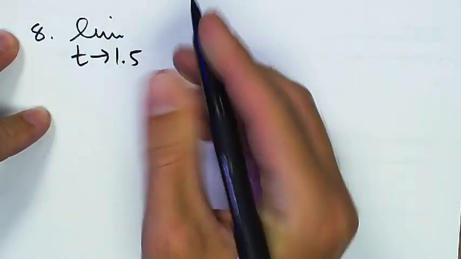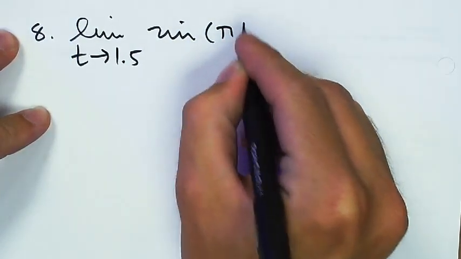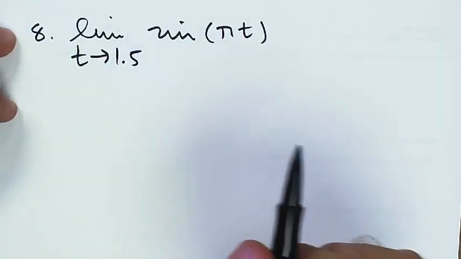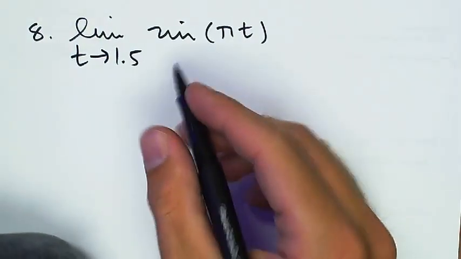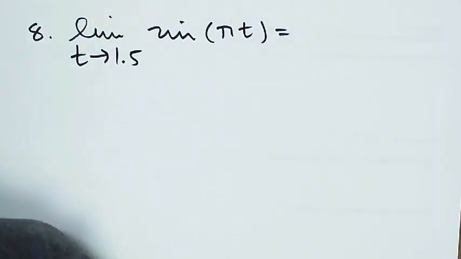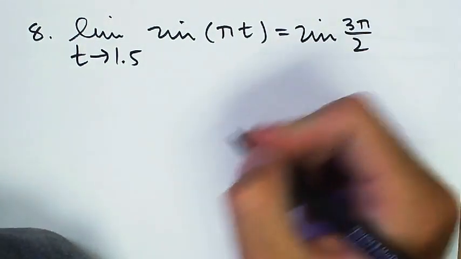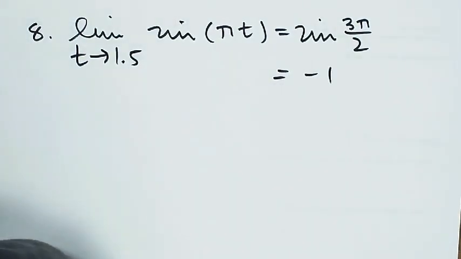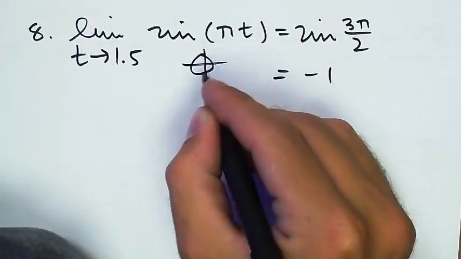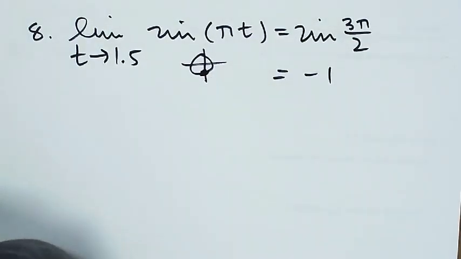The limit as t approaches 1.5 of sine of pi t. 1.5 is like 3 over 2. So I'm going to just try plugging in and see what happens. Let me move the actual problems out of the way, make sure I have enough room in my shot. That's going to be equal to sine of 3 pi over 2, and that's a -1, right? Think about 3 pi over 2, it's down here at the very bottom. What's the y coordinate there? That's -1.